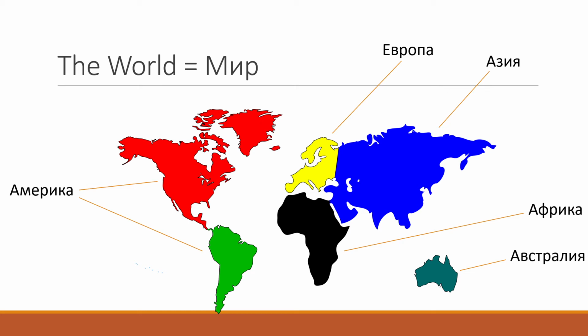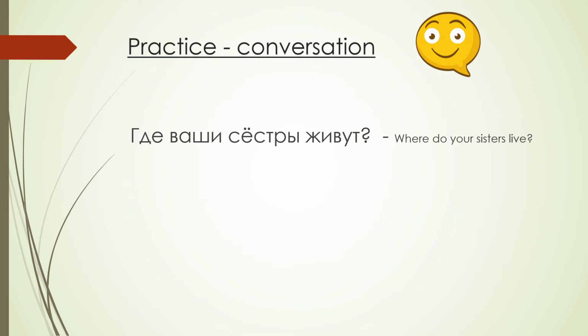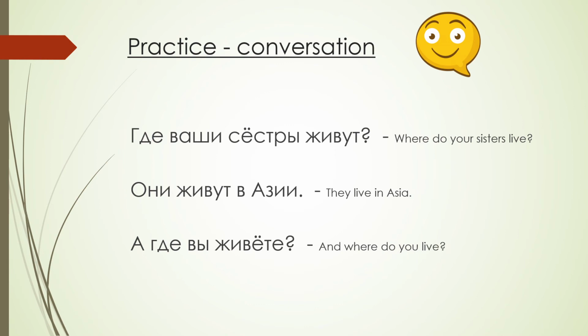Okay, so let's take a look at how we would use this in a conversation. Где ваши сестры живут? Where do your sisters live? Они живут в Азии. They live in Asia. So this is the prepositional case, and usually we add the ye at the end, but with Asia it's an e at the end, so it's a little irregular. А где вы живете? And where do you live? А я живу в Америке. I live in America.